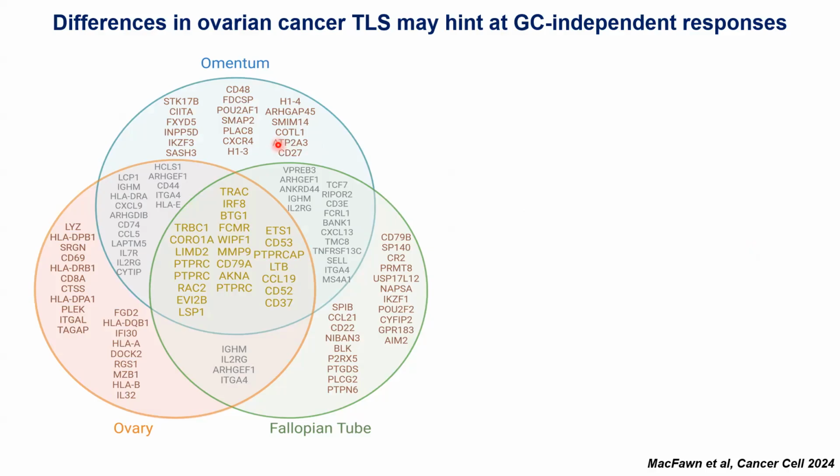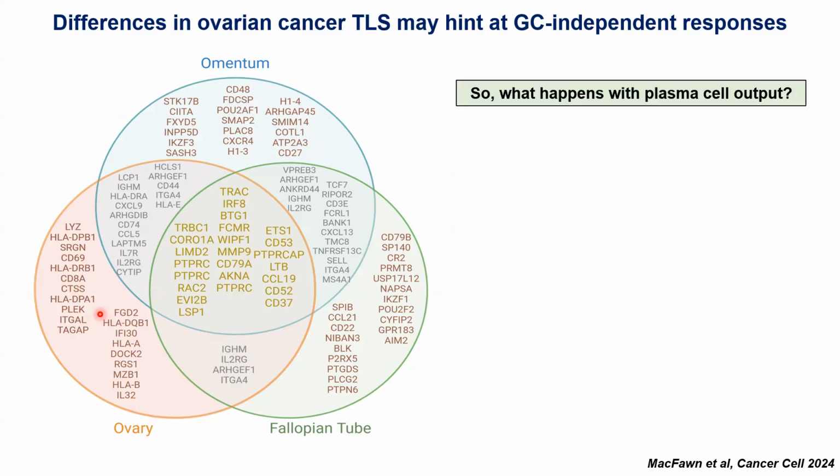And so one thing that we saw when we compared our transcriptional signatures of our TLS from our ovarian cancer patients is that while there's an overlapping signature that is also prognostic across all three sites, the signature in the ovary, where there are the most rudimentary structures, the least amount of germinal centers, has hints of germinal center independent B cell responses or extrafollicular responses, so genes associated with that pathway. And so this started getting us thinking about the plasma cells, because plasma cell output can happen with either process, germinal center dependent or independent.